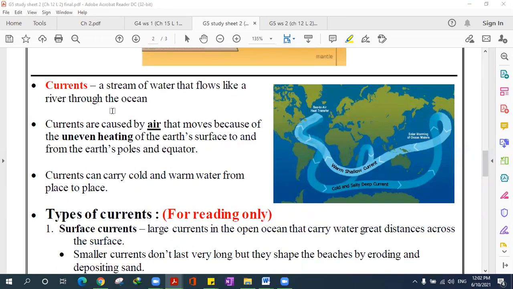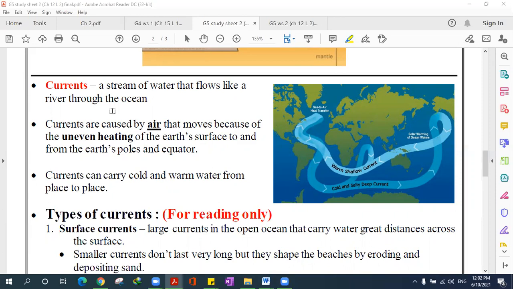Okay. Now, the second type of ocean movement is the currents. Currents are, we can say, the flow of the oceans, like rivers. The ocean has certain movements that go through the whole world, as you guys can see in this picture.